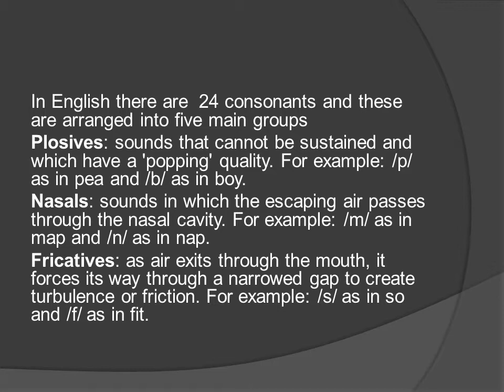The first group is called plosives. To define plosives, these are consonant sounds that cannot be sustained and which have a quick popping. For example, p as in pen and b as in ball. So these two sounds are called plosives, and you have to remember that both of these sounds are called plosives.